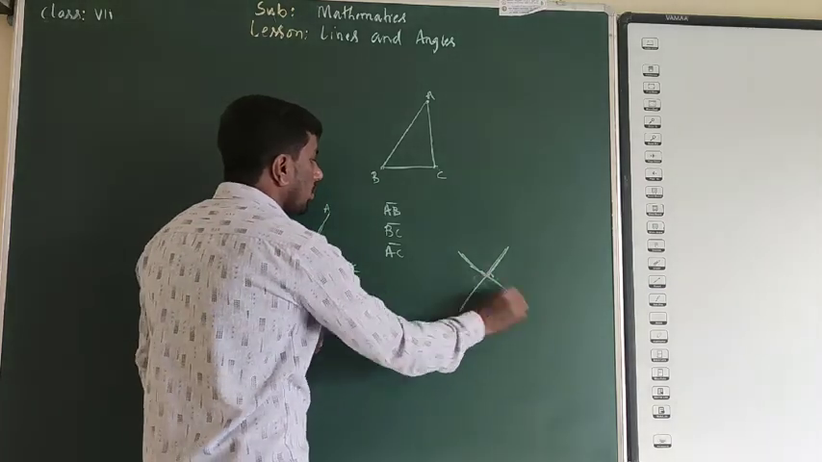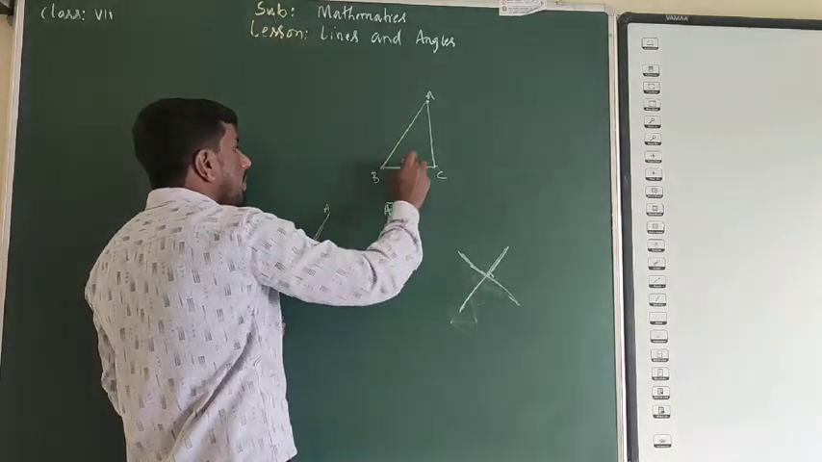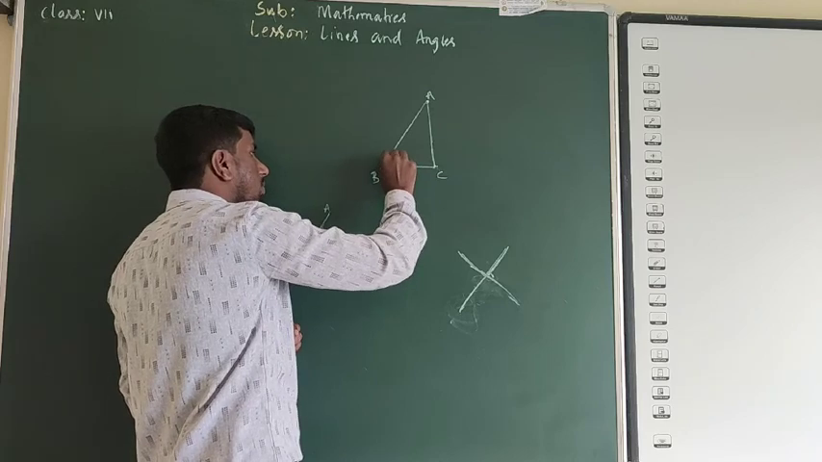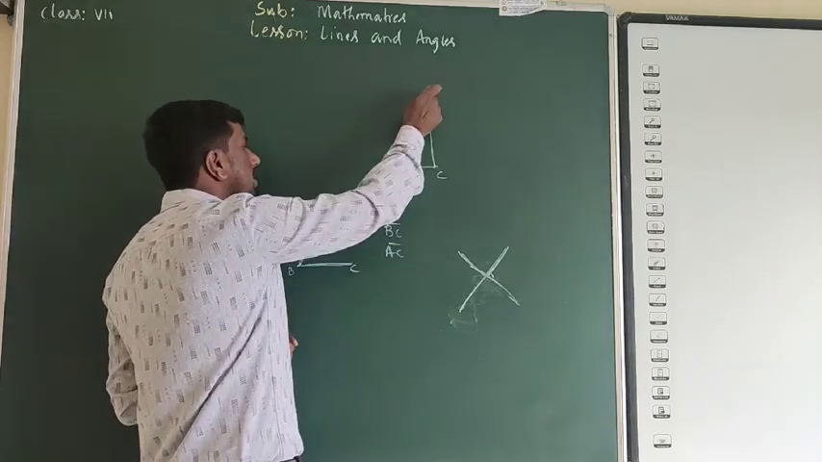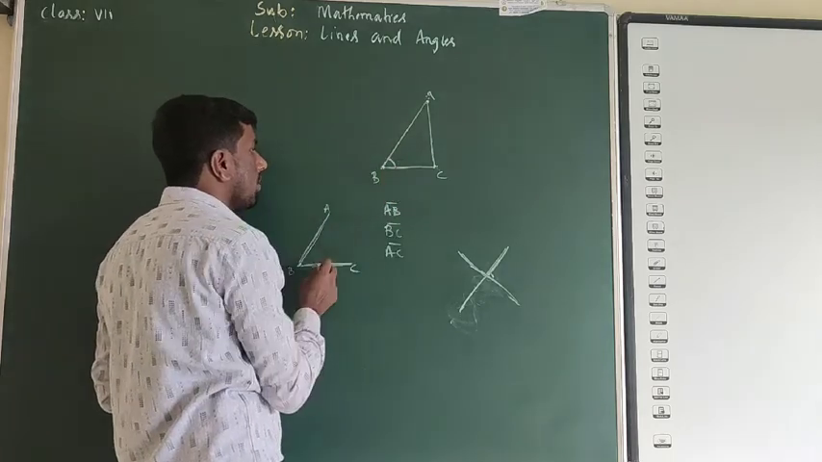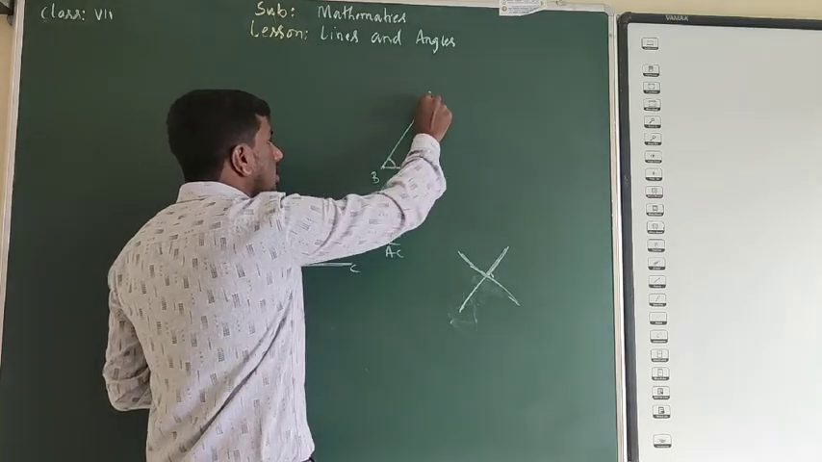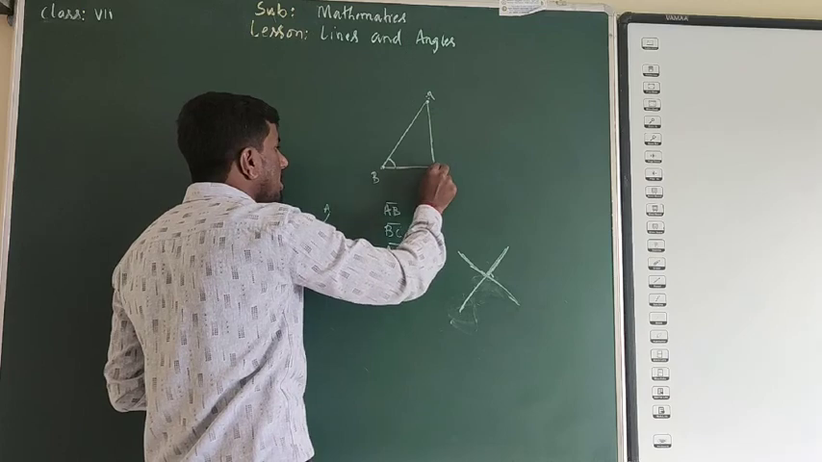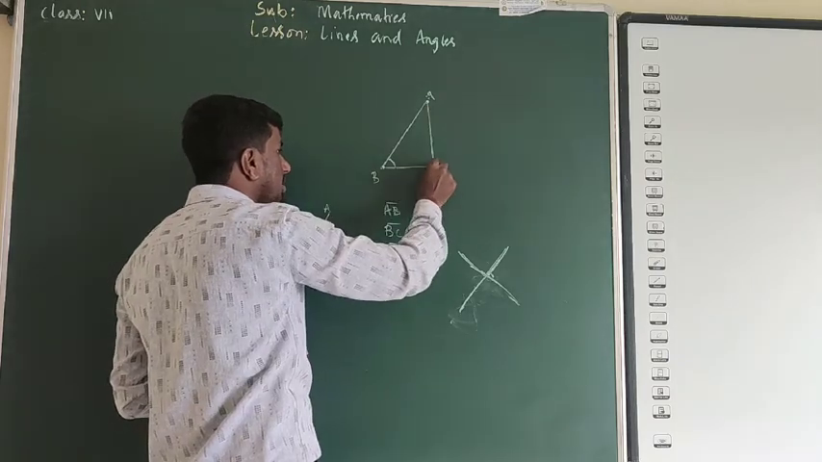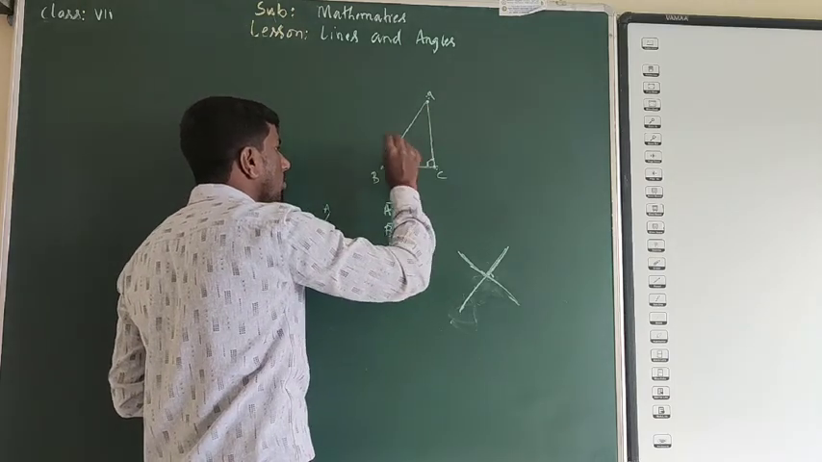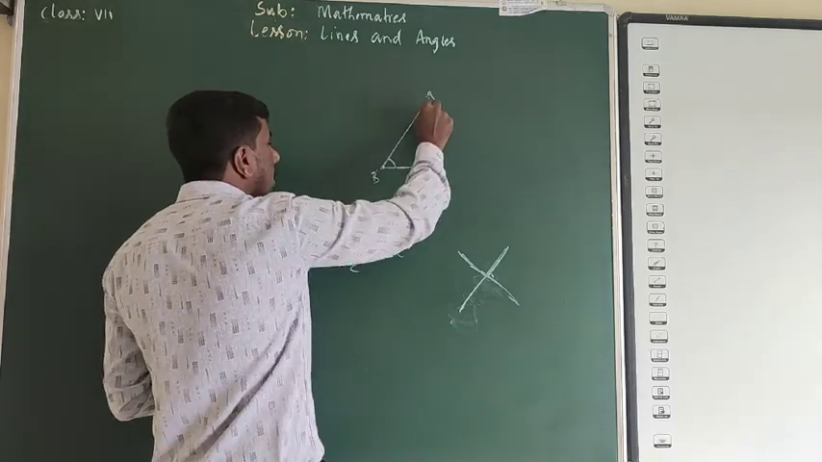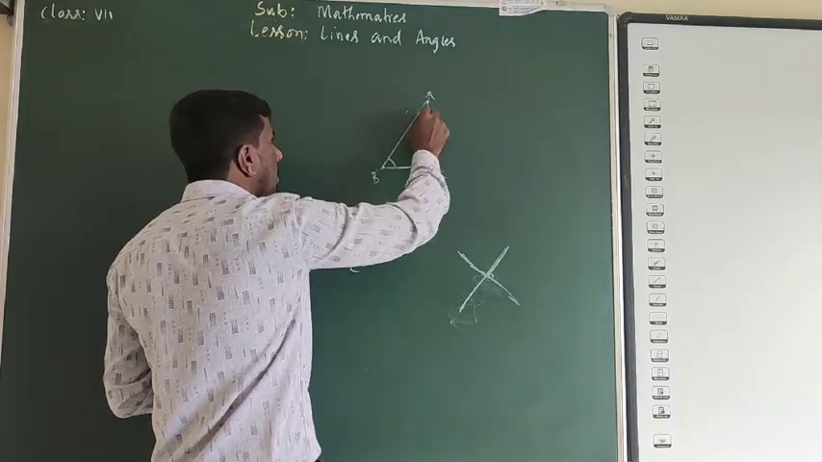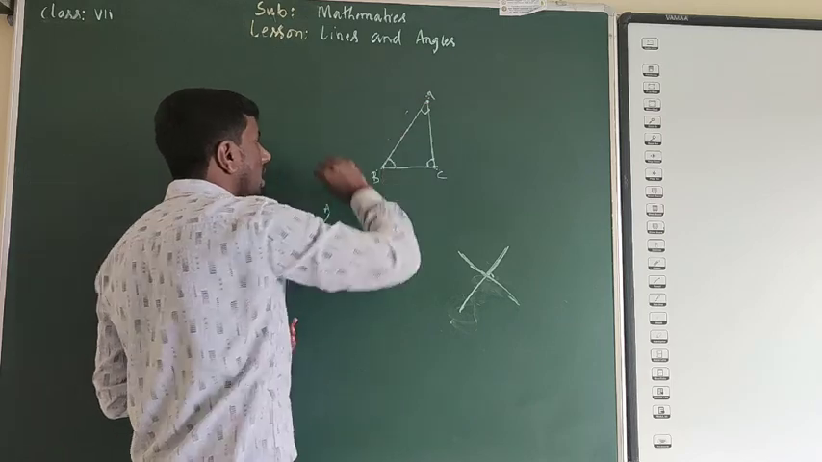So here AB and BC are intersecting at one point, therefore this angle is formed. It is angle ABC. Then AC is one line segment and BC is another line segment; these two intersect at point C, therefore an angle is formed. Similarly, AB and AC are two line segments intersecting at this point, so this angle is formed.